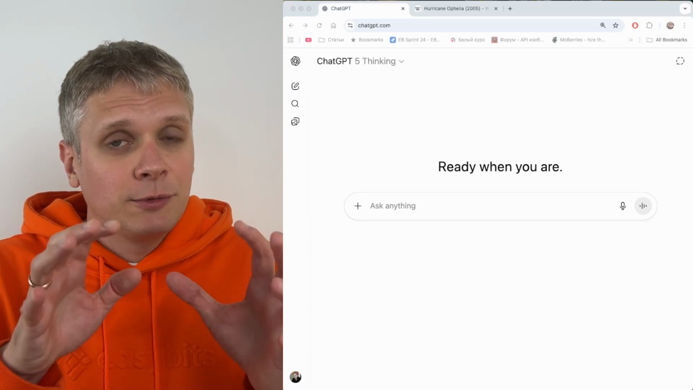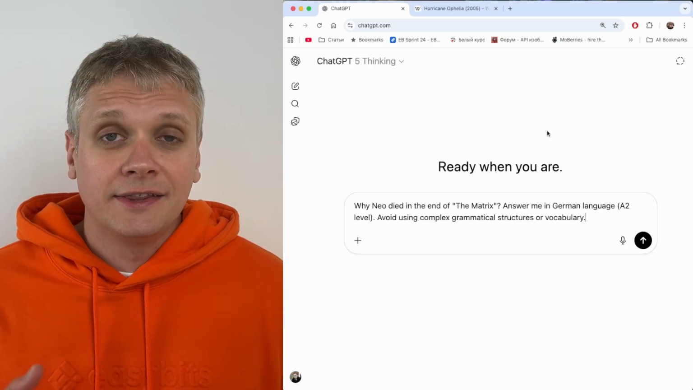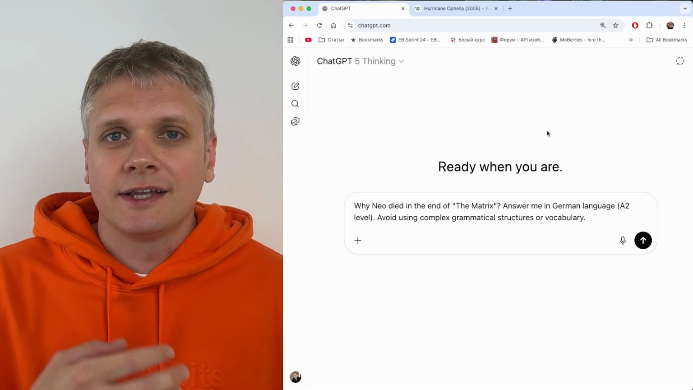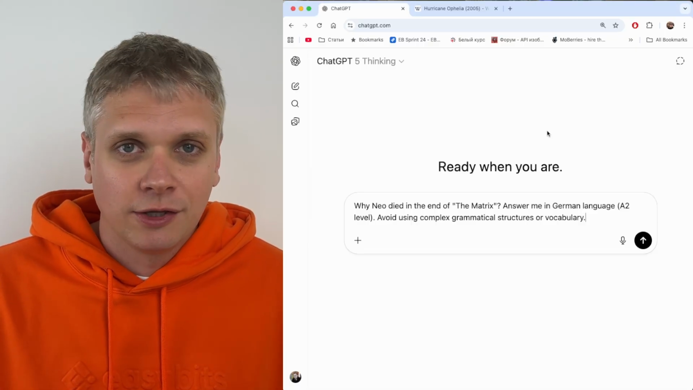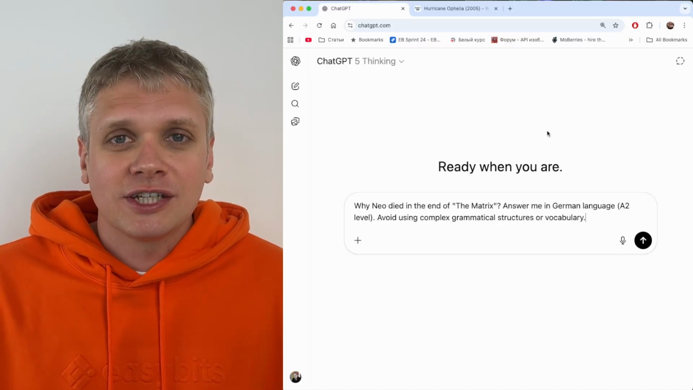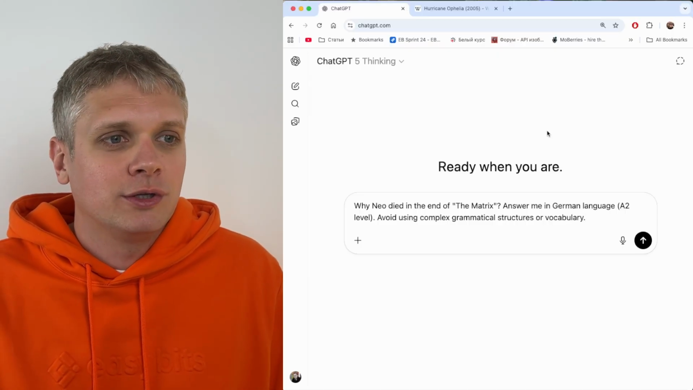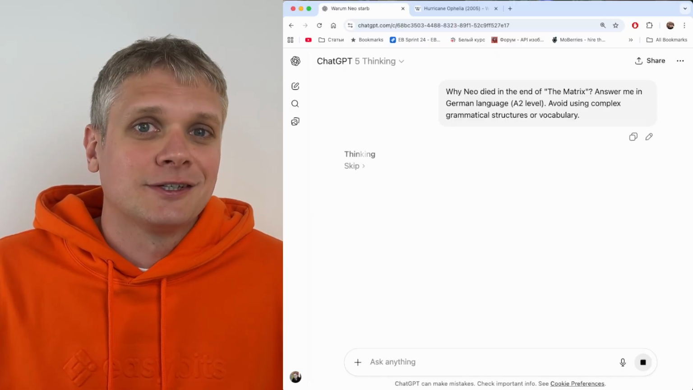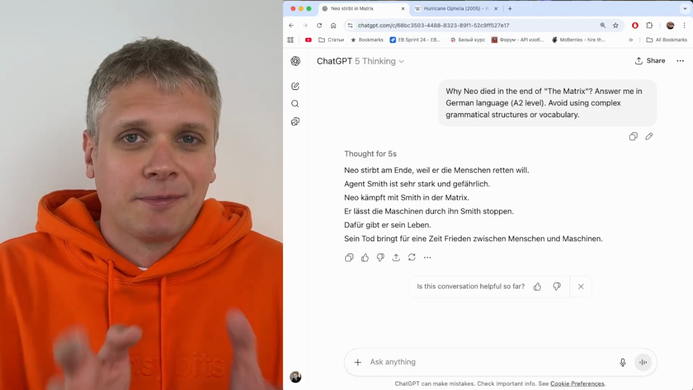So the first thing that I'm using ChatGPT for is writing text for me with some additional conditions. And this text can be about anything. So for example, I love movies and I'm thinking about movies a lot, and I'm Googling and asking ChatGPT a lot of questions about movies. And now if I want to ask something, I will just add some additional instruction: answer me in German language A2 level, avoid using complex grammatical structures or vocabulary, and I will get the answer to my question. And of course this answer will be quite simple, but this is comprehensible input.